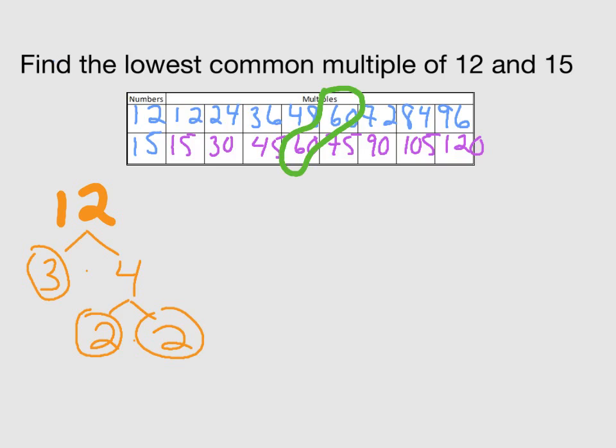Now we're going to do the same thing for 15. Let's do 3 times 5. And, well, those are primes, so that's our factor tree.